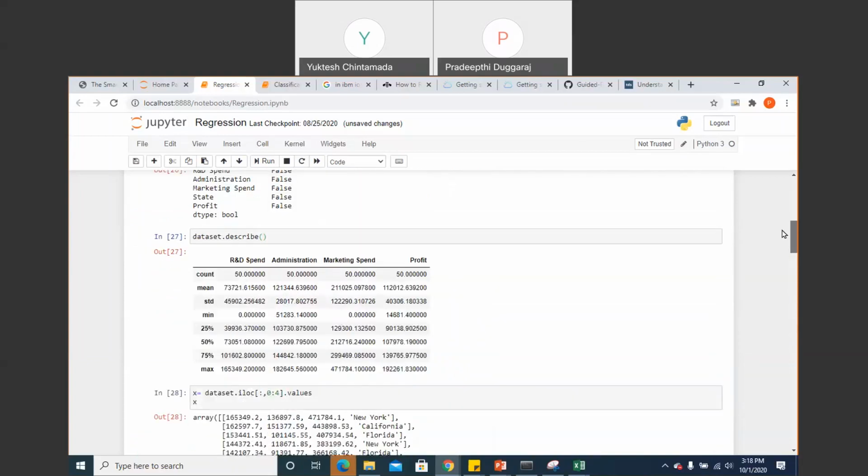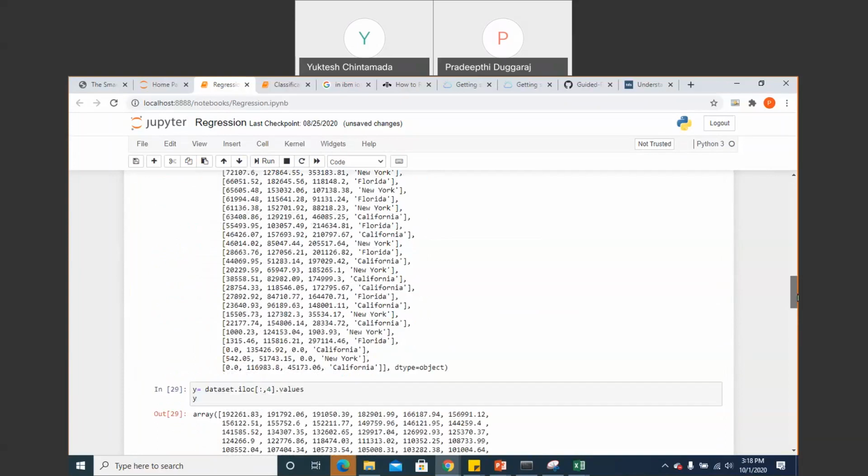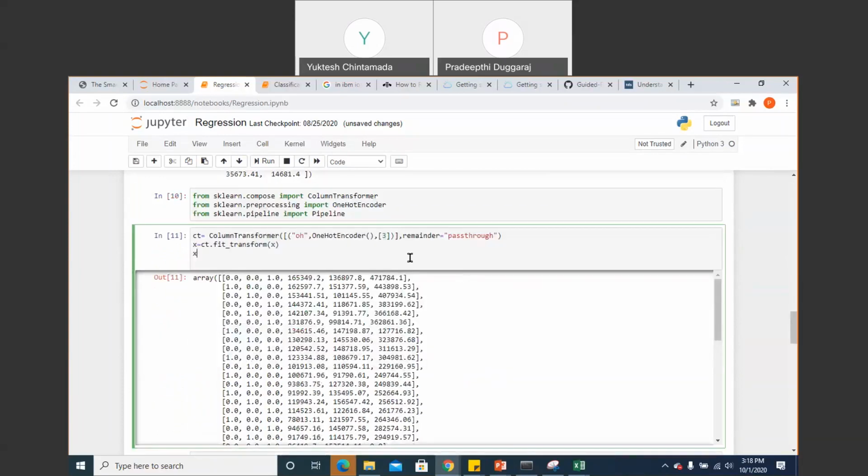If you see here, 0, 1, 2 and 3. State is in column 3. So that's what you're doing: you're asking the interpreter to convert the third column to one hot encoded values. So here one hot encoder is the function which is purely responsible for binarizing the values.